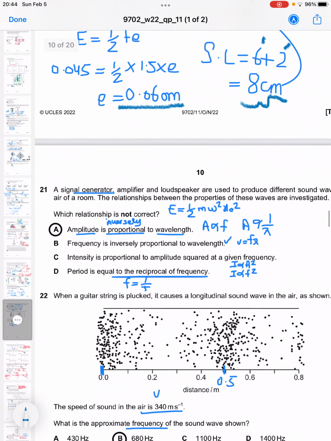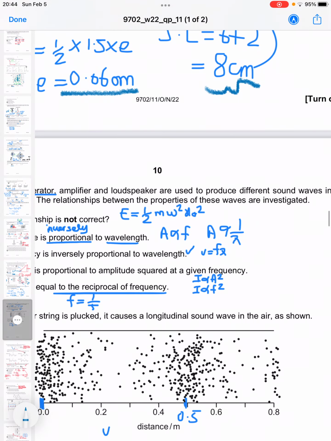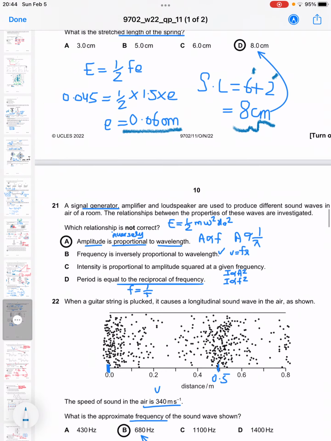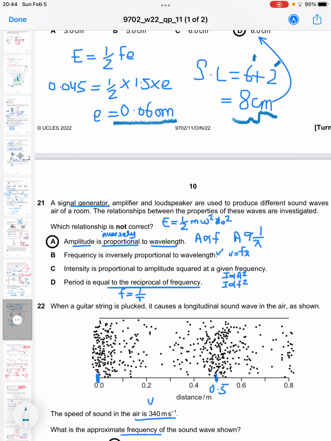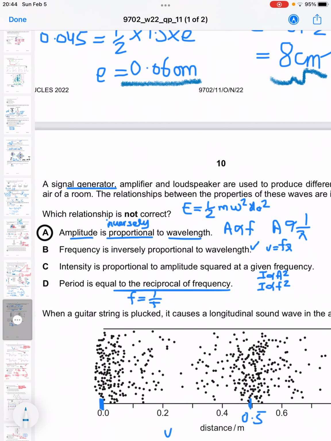Question number 21 says that a signal generator, amplifier, and a loudspeaker are used to produce different sound waves in air of room. The relationship between the properties of these waves are investigated. Which relationship is not correct? So amplitude is proportional to the wavelength. According to the formula, E equals half omega square x naught square, energy and frequency are directly proportional. So amplitude is in fact inversely proportional to the wavelength, not directly proportional. It is directly proportional to the frequency.